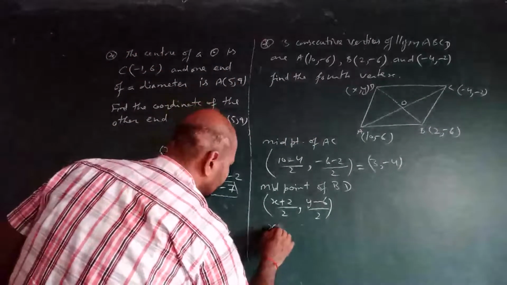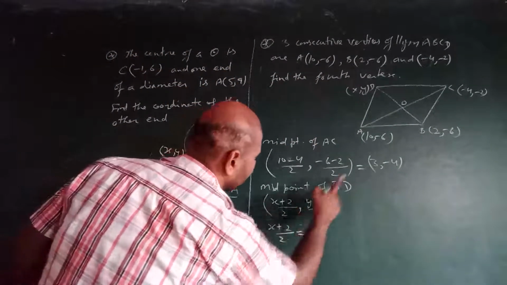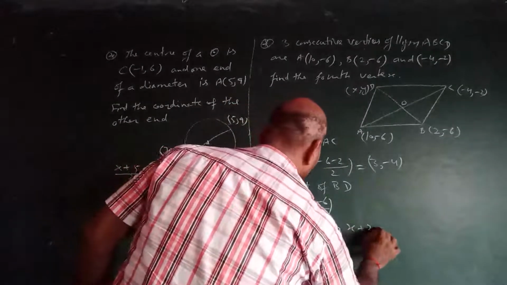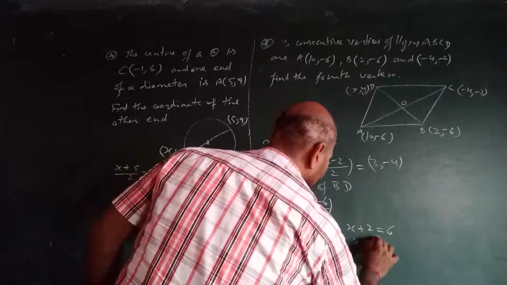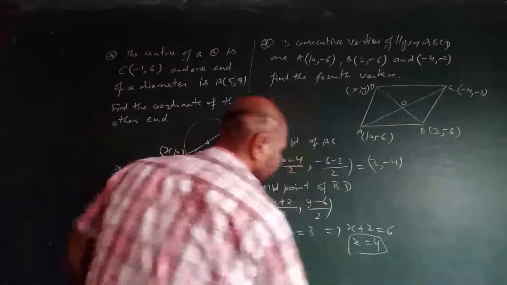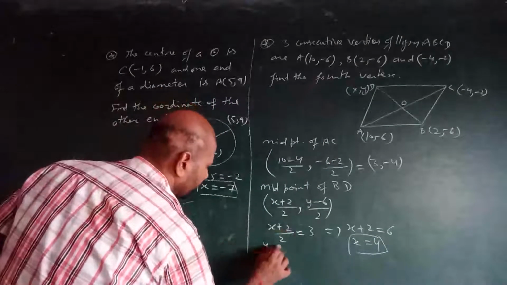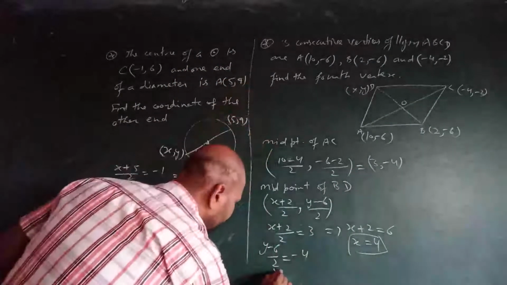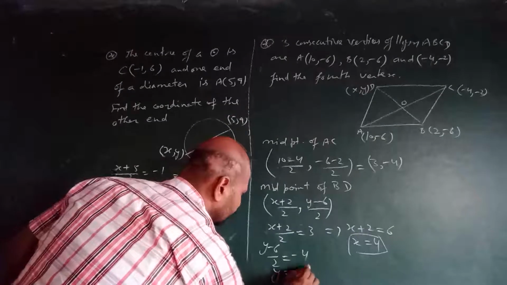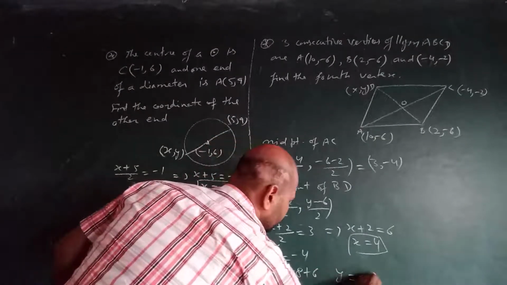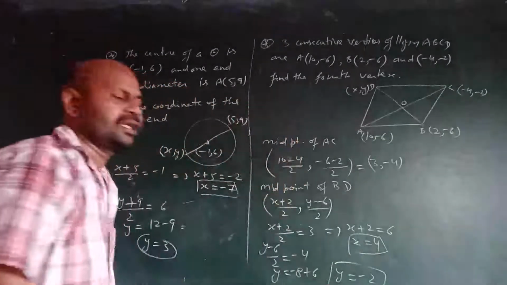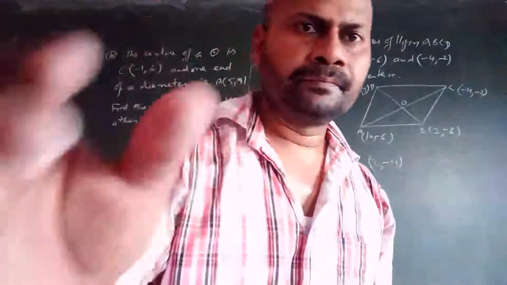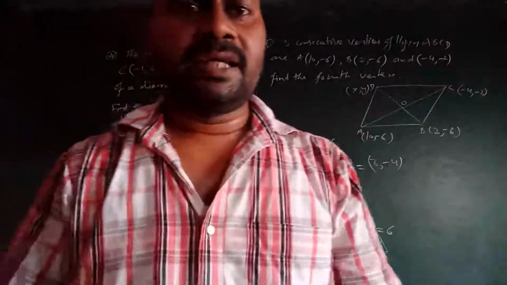Both midpoints are the same, so what will we have? x plus 2 upon 2 equals 3. From here x plus 2 equals 6 and x equals 4. And from here y minus 6 upon 2 equals minus 4, and y equals minus 8 plus 6, so y equals minus 2. We got the values of x and y. That's all for today. Have a nice day.